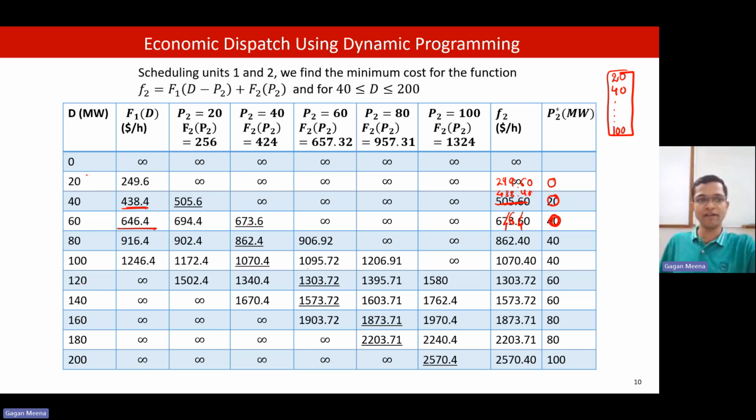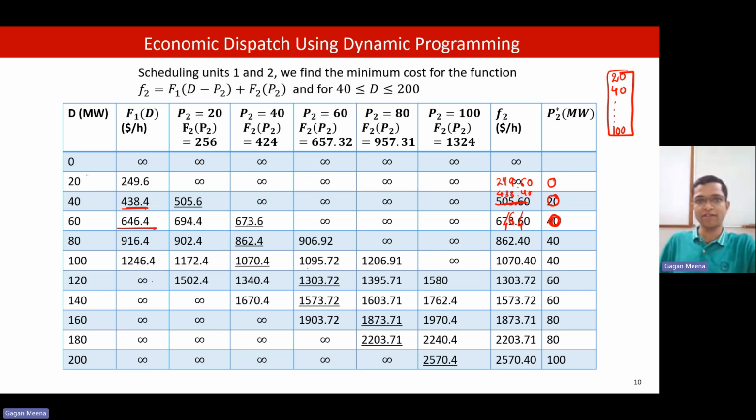If you move to 120, then P1 cannot be more than 100. If P2 is 20, P1 has to be 100. Add this to 256, you will get 1502. If P2 is 40, then P1 has to reduce to 80, this one. Add this to this.